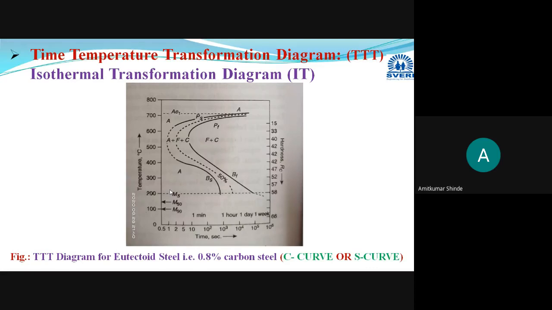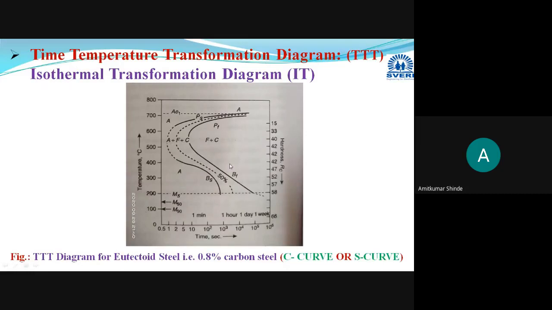From that second furnace we now remove the samples one by one at a fixed interval of time, and we cool each one directly in water, in brine solution or in cold water. Here we observe whichever microstructure or products we get from austenite, collect those details, and plot them on a curve of temperature and time, and we end up with this diagram.